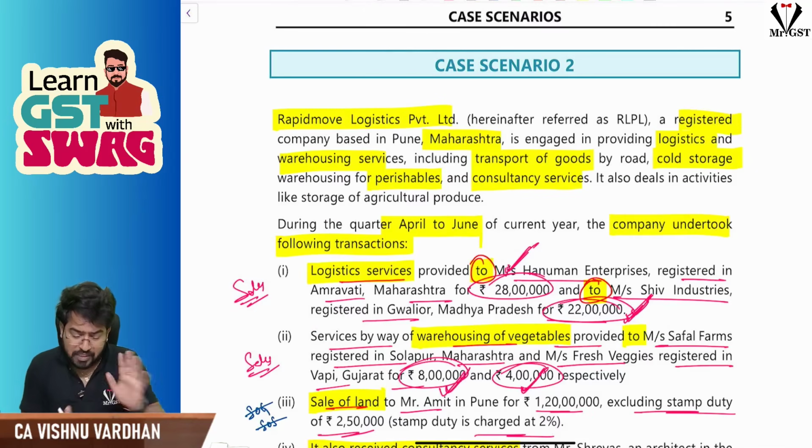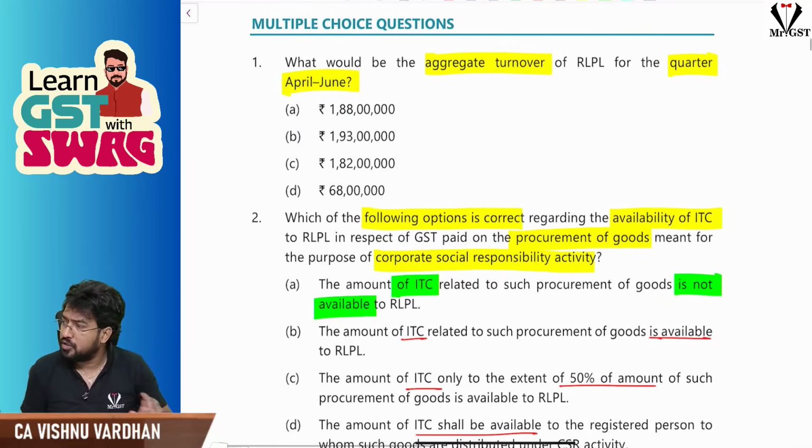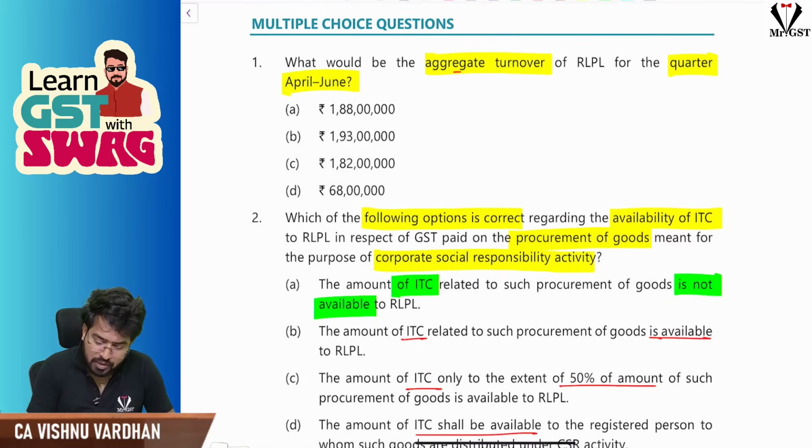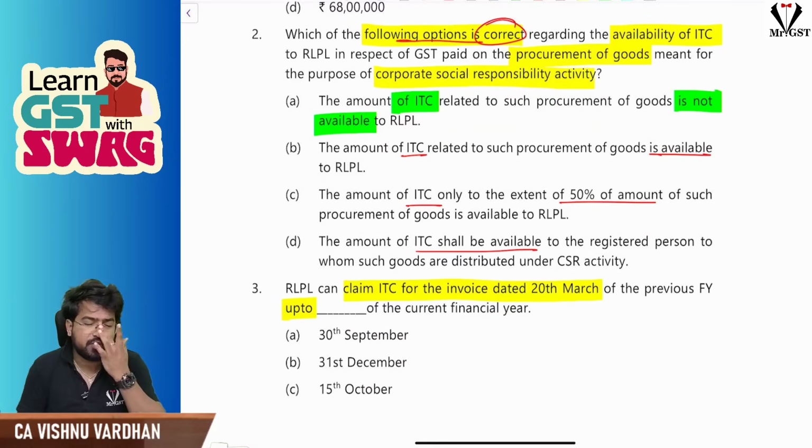Coming to the second case scenario, let us go with the questions first of all. Coming to the first question, they're asking about aggregate turnover for the quarter April to June here, and which of the following options is correct. When you are going through MCQs, please be careful whether they're asking for correct or incorrect options. So here they're talking about the correct statement.